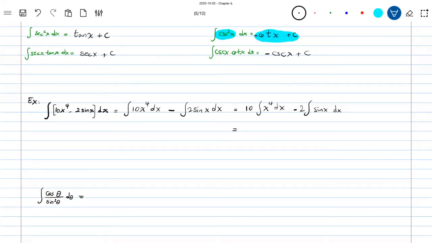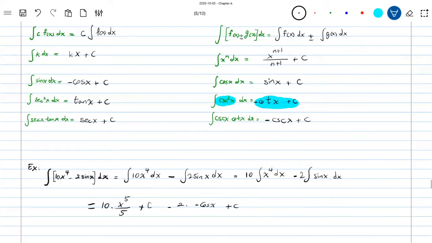Okay. Now what is the integral of x to the power 4? We know, keep the 10, add 1 to the exponent, divide by the same exponent. x to the power 5, divided by 5, plus some constant c, minus 2 times the integral of sine. Derivative of what is sine? It's negative cosine x. Sorry, there is no dx. Plus c. Remember, the derivative of negative cosine is sine, so therefore the integral of sine is negative cosine.